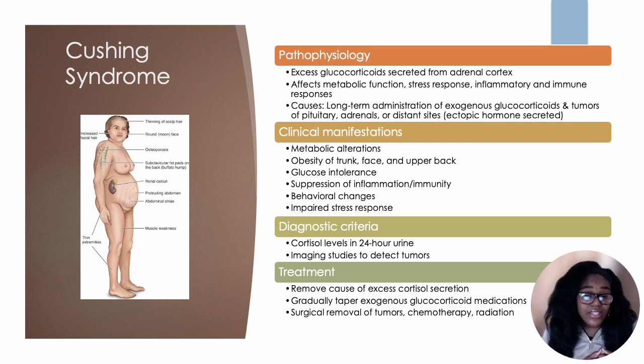As far as diagnostic criteria, they may look at your urine, do a 24-hour urine sample and look at the cortisol levels in that afterwards. They may even do imaging studies to detect tumors. And again, tumors are telltale signs of producing ectopic hormone secretions. As far as treatment, you want to remove the cause of excess cortisol secretion. So if that is a tumor, that tumor should be removed. You want to gradually taper glucocorticosteroids, and you want to surgically or maybe even use chemotherapy or radiation to help remove those tumors. But regardless, those ectopic hormone secretions would be the cause. So that's what you would have to remove in order to treat this well.